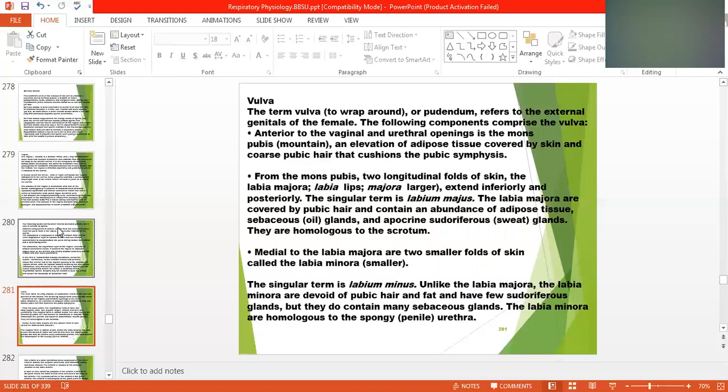Medial to the labia majora are two smaller folds of skin called the labia minora. The singular term is labium minus. Unlike the labia majora, the labia minora are devoid of pubic hair and fat, have few sudoriferous glands, but they do contain many sebaceous glands. The labia minora are homologous to the spongy penile urethra.